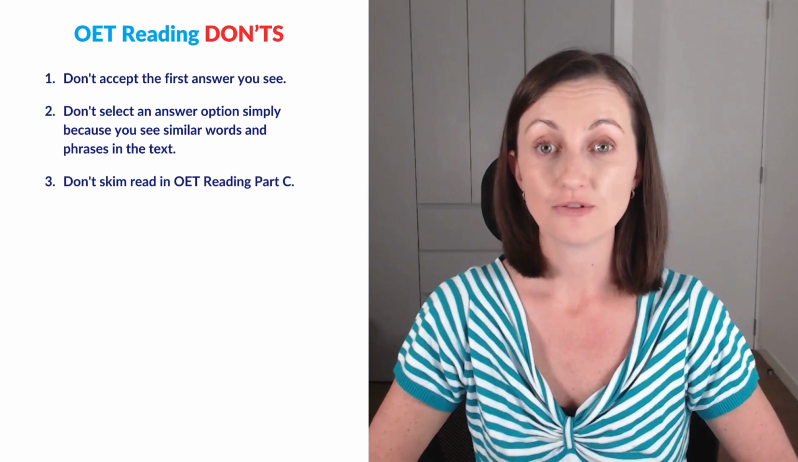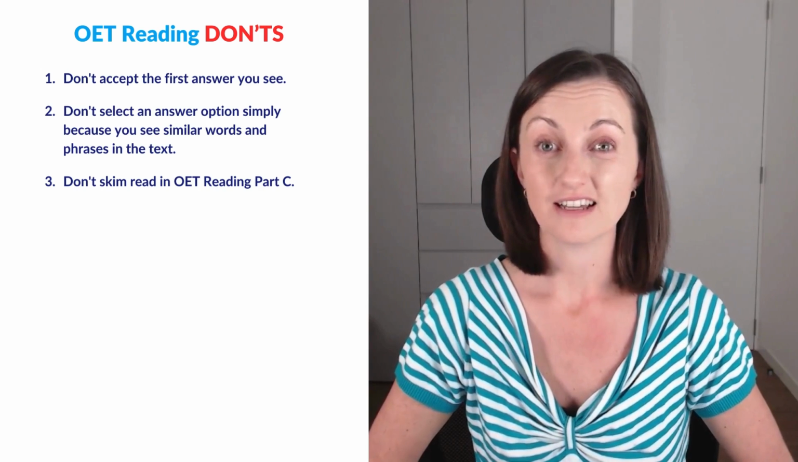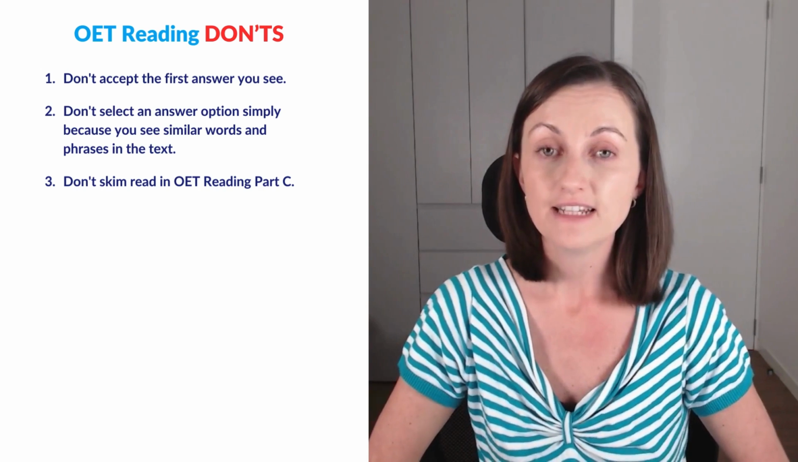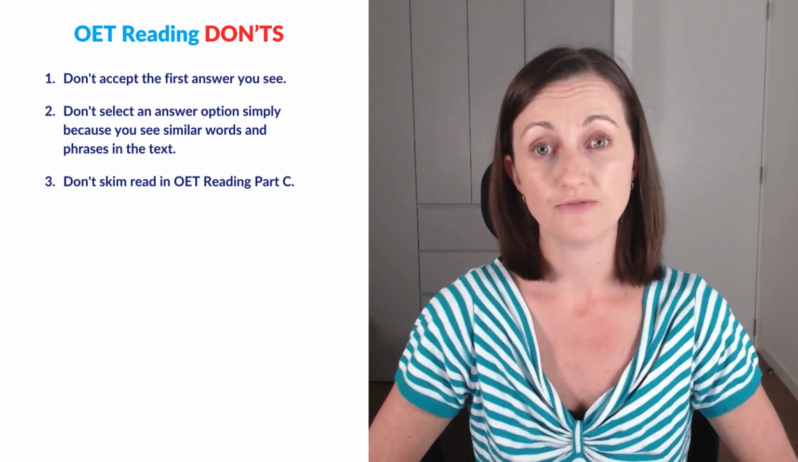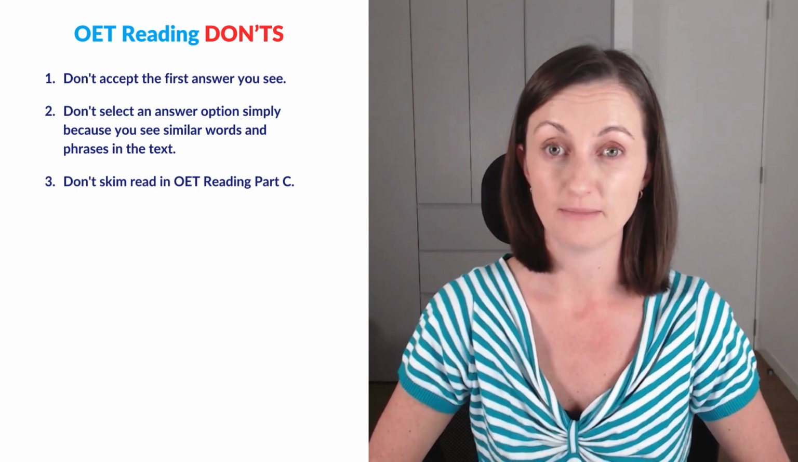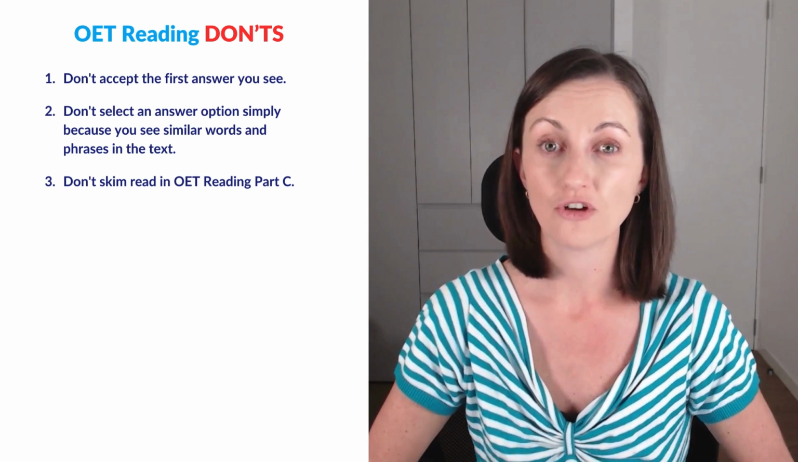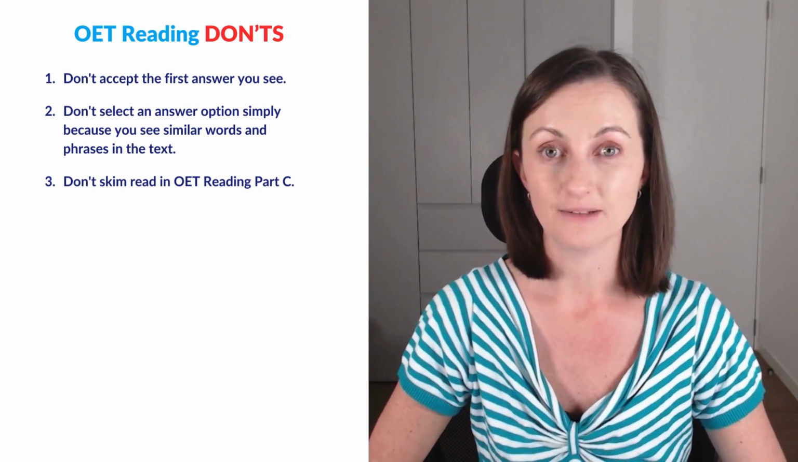Number 3, don't skim read in OET Reading Part C. In order to answer these questions correctly, you need to have a detailed understanding of the text. Remember, skimming is fine if you just want to get an overview, a quick idea of what the text is about, but for Part C, you're not going to identify the correct answers unless you're reading for detail.